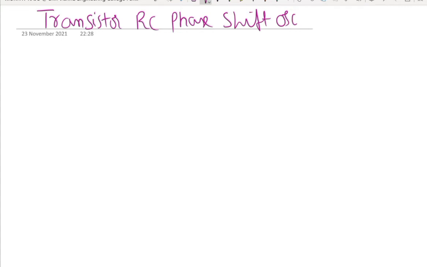Transistor RC phase shift oscillator experiment.